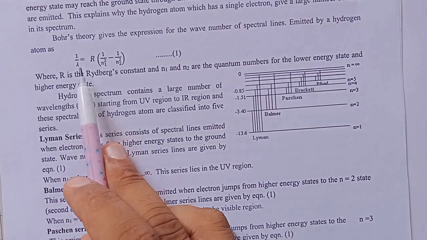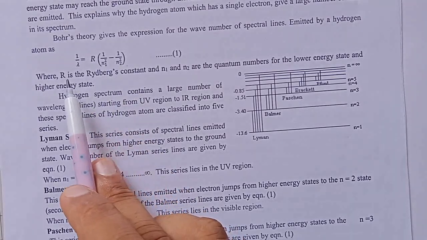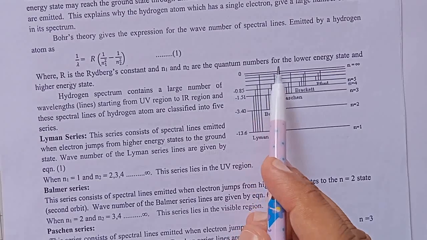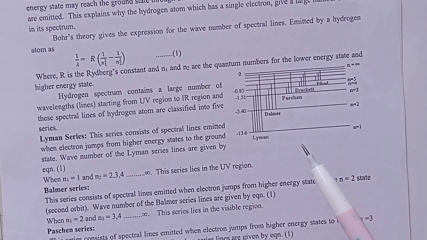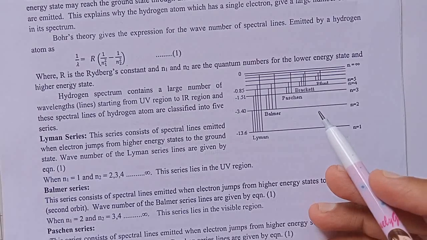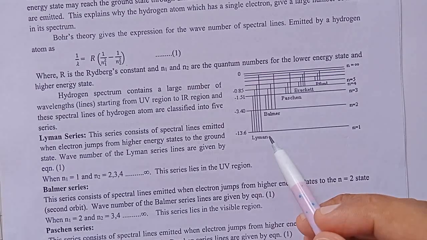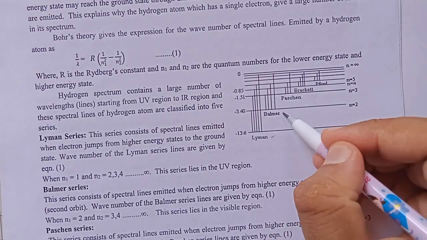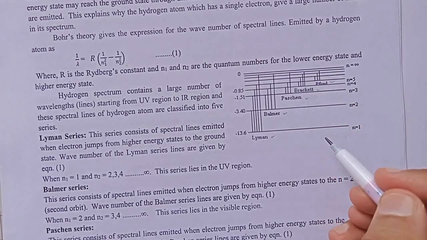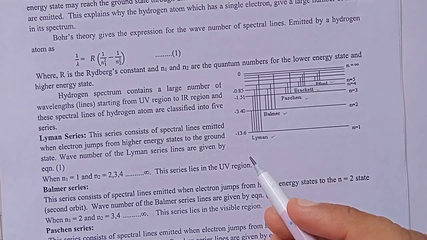Whatever expression we have got here, 1 divided by lambda is equal to R into 1 divided by n1 square minus 1 divided by n2 square, where R is the Rydberg constant and n1 and n2 are the principal quantum numbers of the lower energy state and higher energy state. Between these two states the transition takes place. As you all know, the hydrogen spectrum consists of a large number of lines, from the UV region to the IR region. Depending upon the transitions, we get 5 series: Lyman, Balmer, Paschen, Brackett, and Pfund. All these series have specific transitions between the lower energy state and higher energy state.